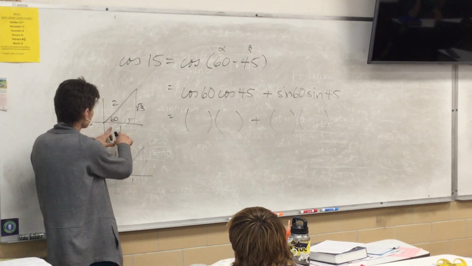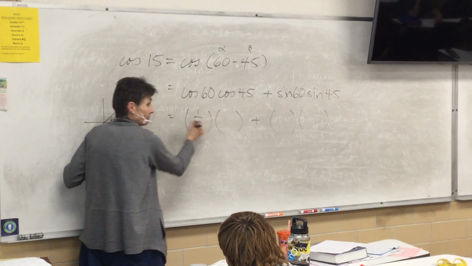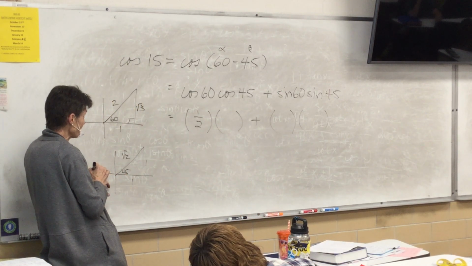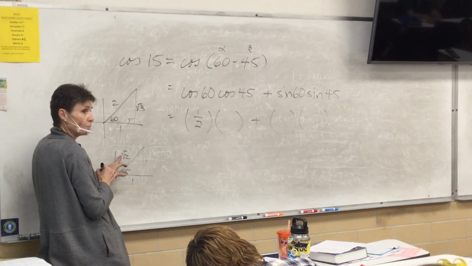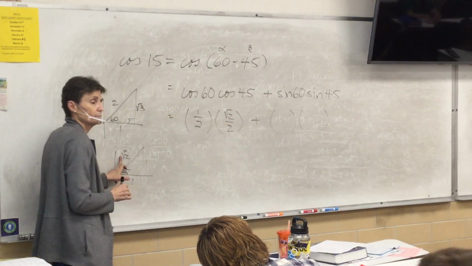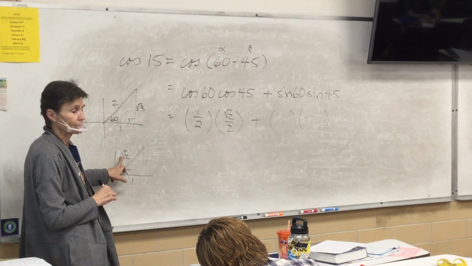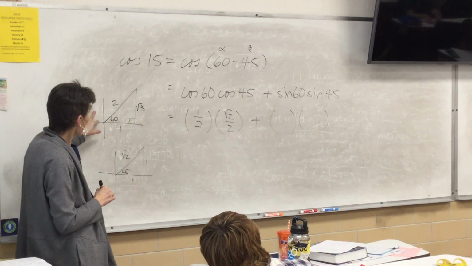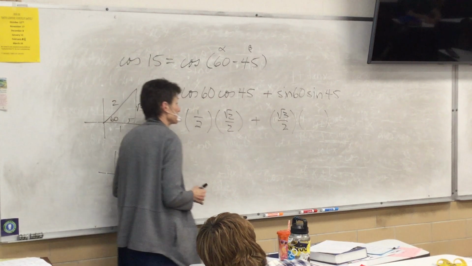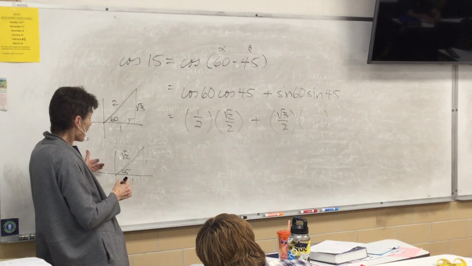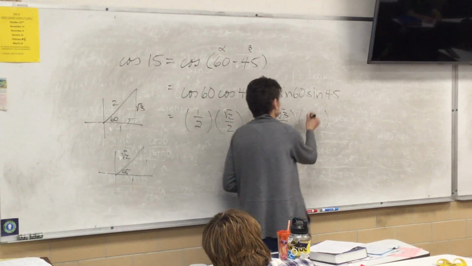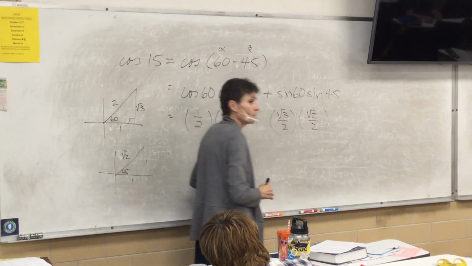The cosine of 60 is 1/2. The cosine of 45 is 1 over root 2, which I'll write as root 2 over 2. Will this help me later? The sine of 60 is root 3 over 2. And the sine of 45 is another root 2 over 2. Anybody have a question about that part?